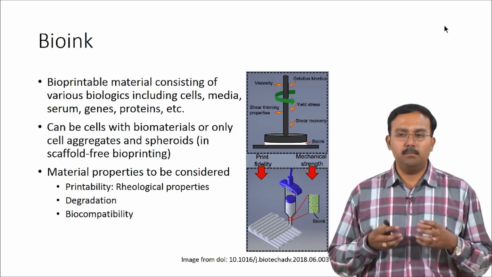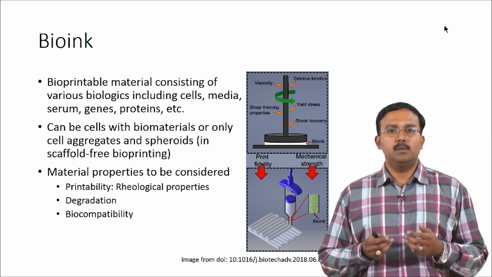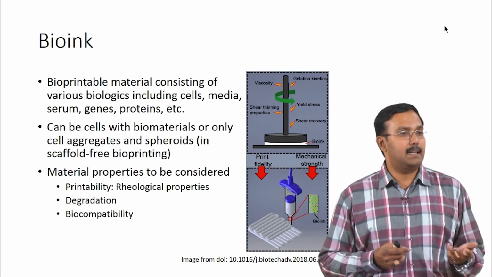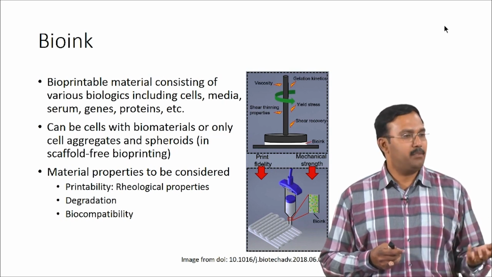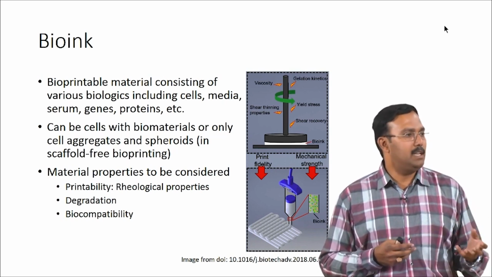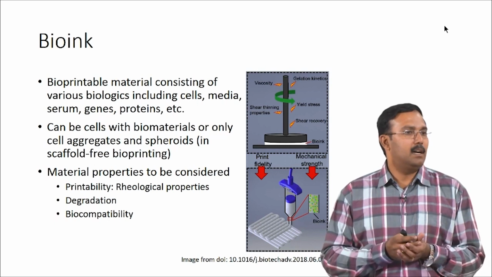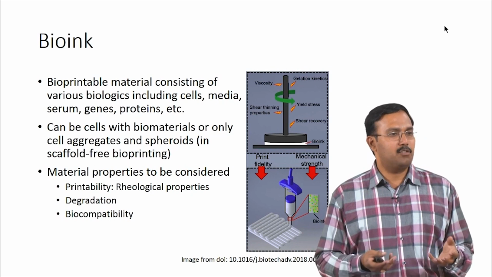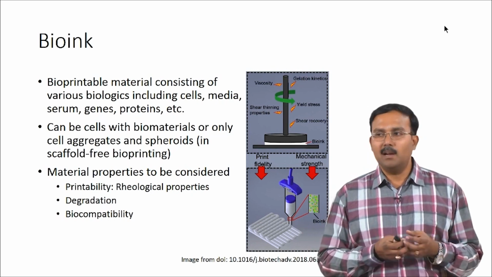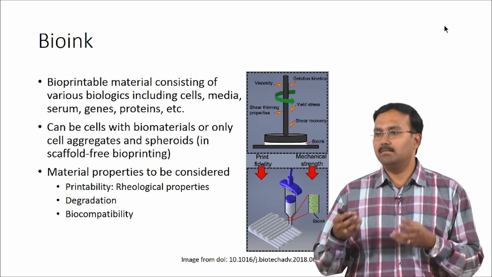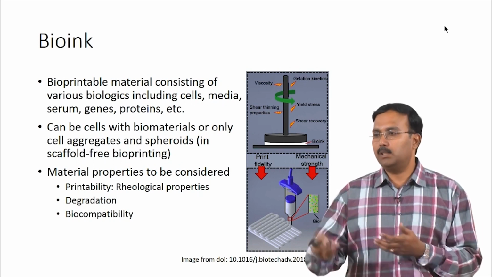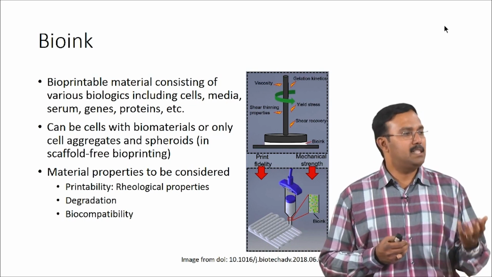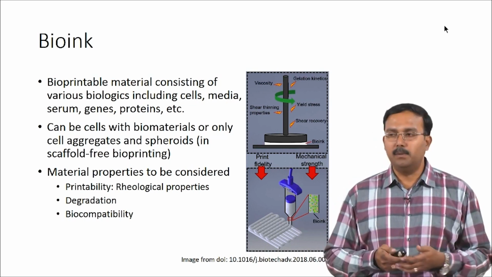So, that would be the bio ink which you have to use. This can be cells with biomaterials or only cell aggregates as well. You have scaffold free bioprinting where people have tried to use only cells which are suspended to be printed, but the problem with that is usually the mechanical strength is not very good. So, you would not be able to get a strong tissue which you can use for replacement. However, you would have very high cell density. So, it is a trade off between the two.